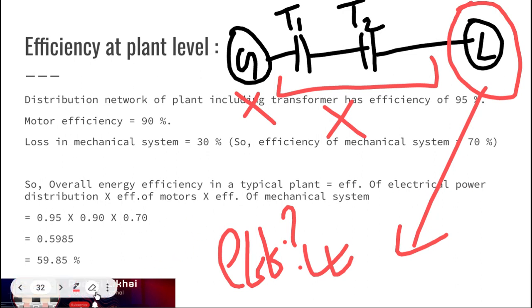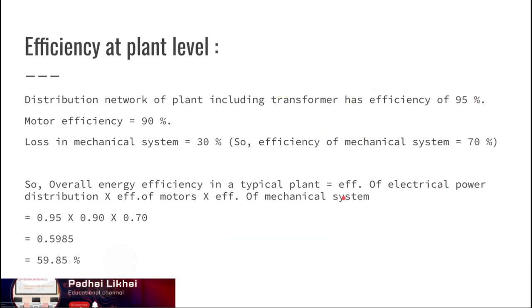See, plant has its own network. Any industry, any plant has its own network. It has its own transformer. Then the power from the transformer goes to their panel room. Then from the panel room, it is distributed to several machines or several loads. Then the loads are mainly the pumps, the motors, the mechanical gears, etc. The mechanical system is considered to be having an efficiency of only 70%, and it is assumed that the losses in the mechanical system are 30%.